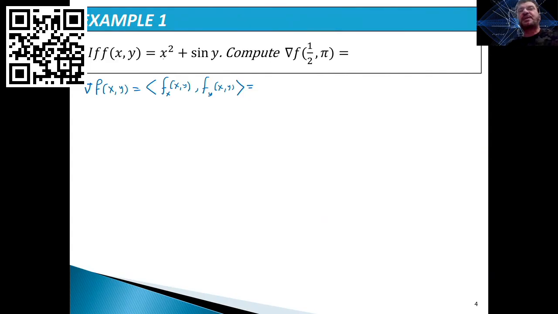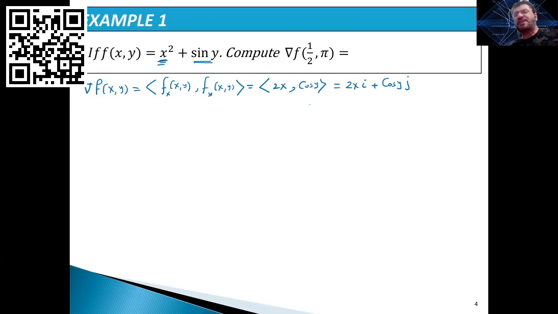So what is this equal to? f_x, let's differentiate with respect to x, guys. What's the derivative of x squared? It's 2x. What's the derivative of sine y with respect to x? It's 0. There is no x, so this is a constant, comma. What's the derivative with respect to y? The derivative of x squared with respect to y is 0 because there is no y here. This is constant. And the derivative of sine y is cosine y. So this is, guys, our gradient. You can write it also this way: 2x i plus cosine y j. This is the gradient of the function.